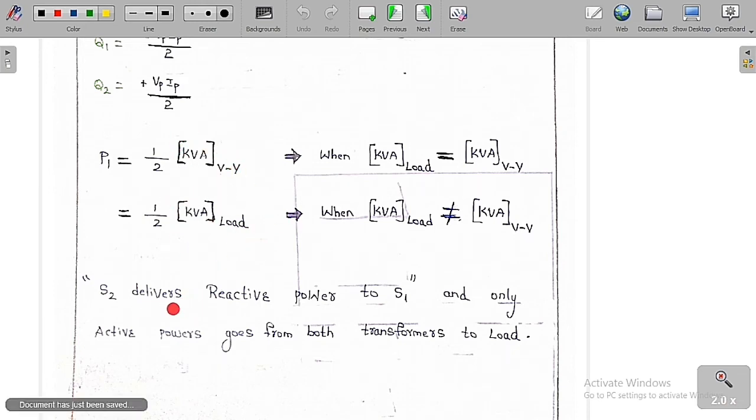So S2 is going to deliver the reactive power to S1, and only active power goes from both transformers to the load. Both the transformers are going to send the active power with equal values to the load, and the second transformer is going to send that reactive power to the transformer T1, because the load is not going to accept any reactive power, because it is a purely resistive load.